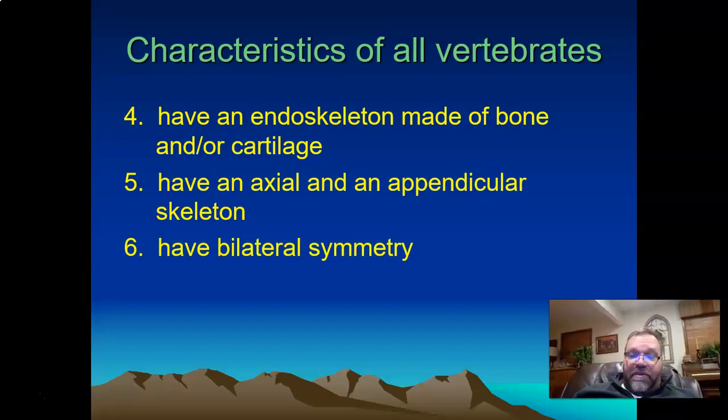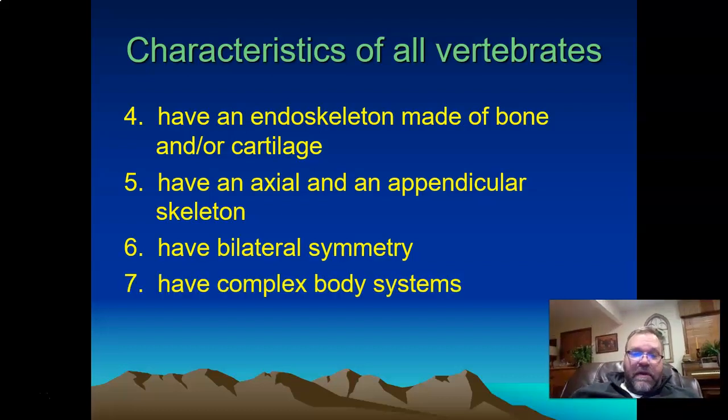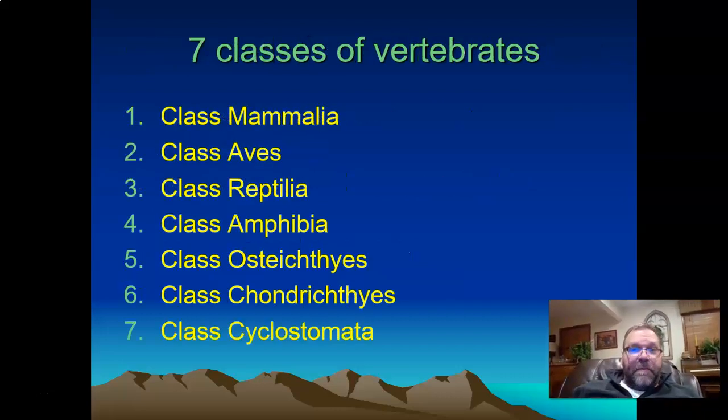They have bilateral symmetry. You can cut them down, and the left and right sides will be even. And they have complex body systems like your circulatory system, respiratory system, nervous system, reproductive system, and so on.